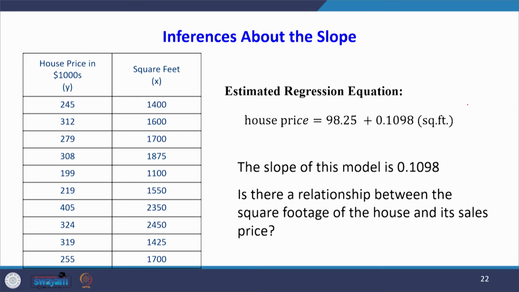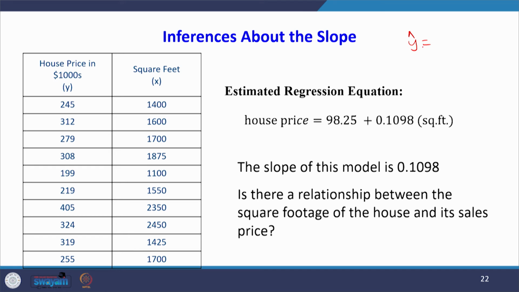Now, we are going to discuss inferences about the slope. What is the meaning of inferences about the slope? The regression equation which we have used is house price equal to 98.25 plus 0.1098 times square feet.